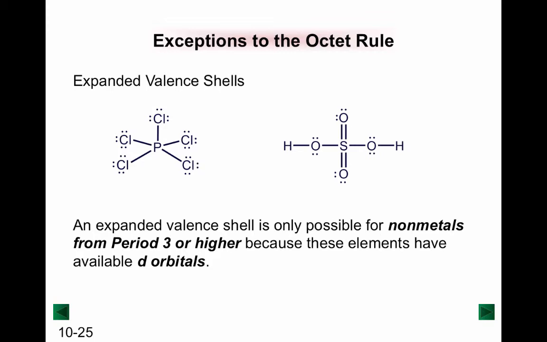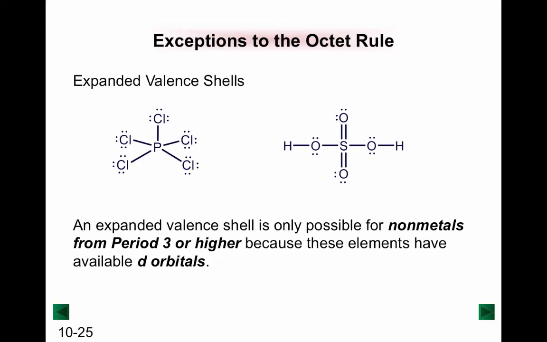The largest class of exceptions to the octet rule is expanded valence shell. This exception includes molecules and polyatomic ions in which an atom, which is usually the central atom, has more than an octet of valence electrons. When we draw a Lewis structure for phosphorus pentachloride, PCl5, we need to expand the valence shell and place 10 electrons around the central phosphorus atom. Other molecules and ions with expanded valence shell include sulfur, chlorine, iodine, and arsenic as the central atom. Basically, any element in row 3 or higher on the periodic table can have an expanded octet.